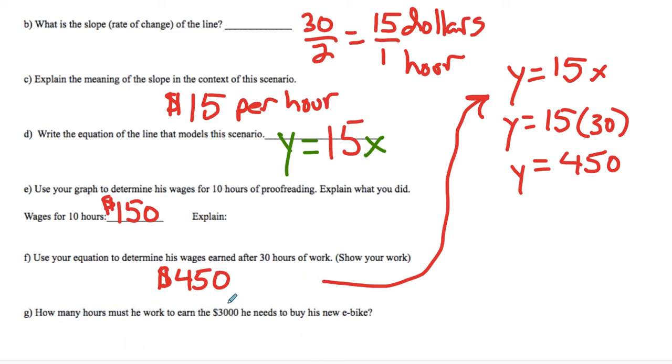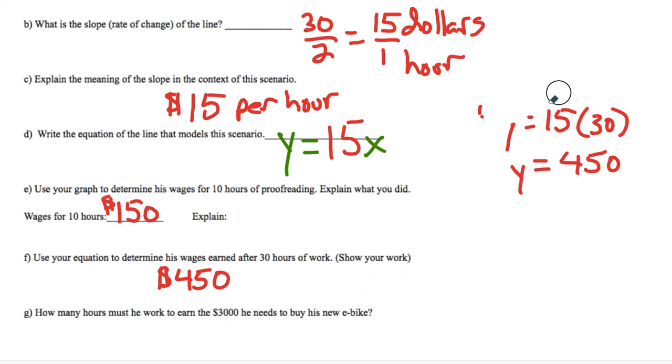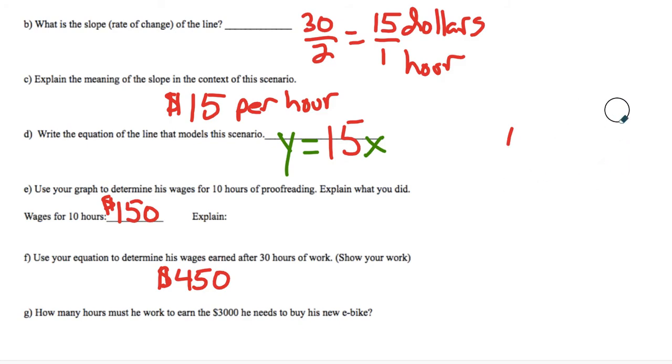Last question. How many hours must he work to earn $3,000? He wants to buy a new e-bike. Okay, well, I'm going to erase this work here and use that space. So in this case, I want $3,000 in earnings, or the amount he's going to make, $3,000. So that's my output value.